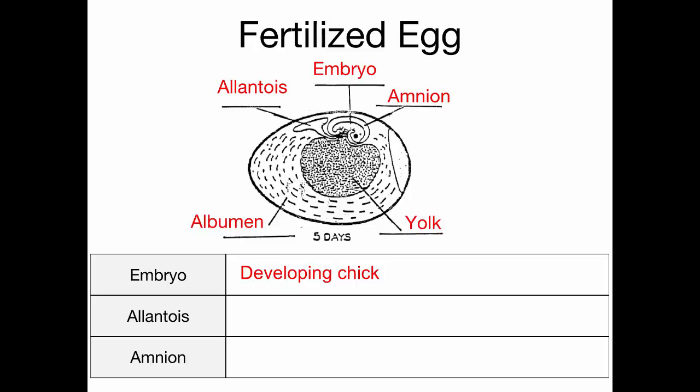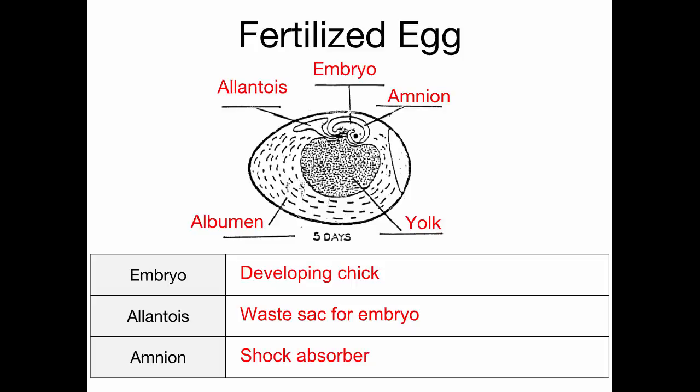This membrane called the allantois is where waste that the embryo is releasing goes to be stored and released. The amnion is the membrane that actually surrounds the embryo itself. It's filled with fluid, which helps cushion and protect the embryo as it's growing in the egg. So these are the early stages. This is after just 5 days, what a chicken egg might look like.